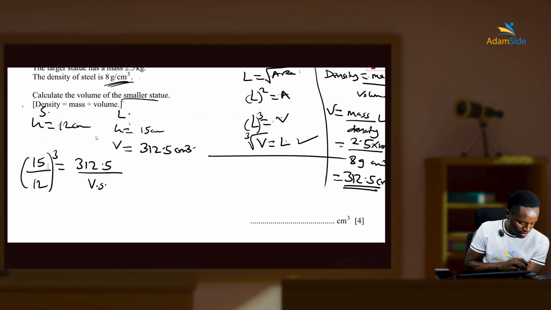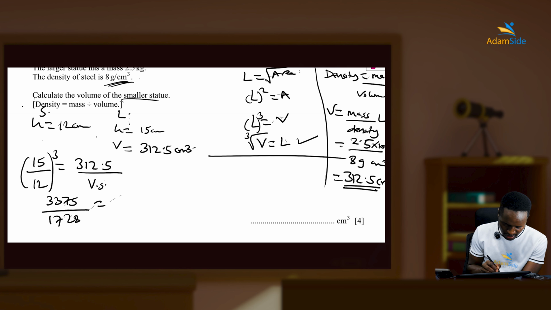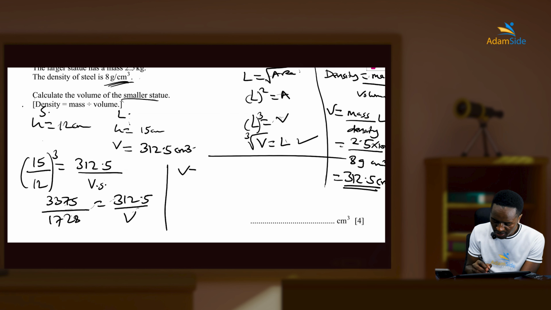So what do we do in that case? 15 cubed is 3,375, divided by 12 cubed. 12 cubed is 1728, and that should be equal to 312.5 divided by V. So cross multiply. If you cross multiply, you'll be able to get the volume.